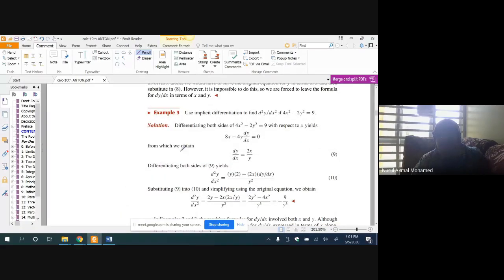Now example 3. Use implicit differentiation to find dy dx if 4x squared minus 2y squared is equal to 9. In this case, you see that if we want to make y the subject, it might give you plus minus square root of something. So we don't want to get involved with that. So we want to use implicit instead. So 4x squared minus 2y squared.